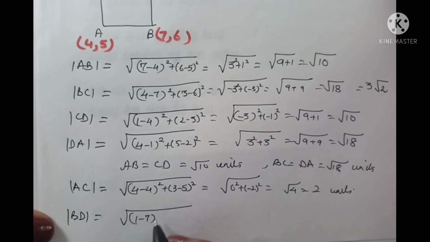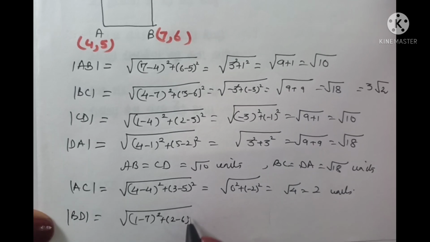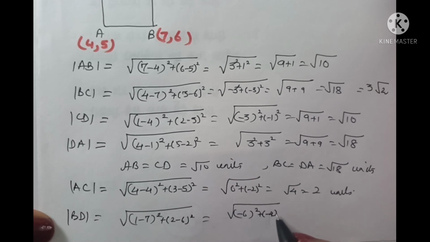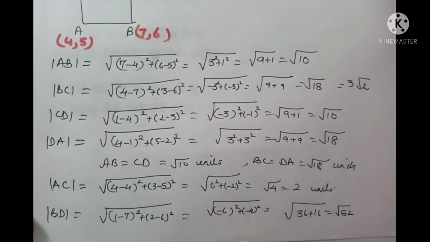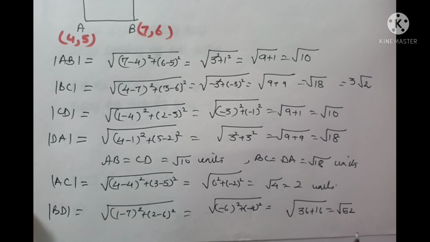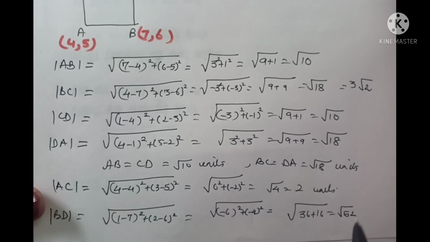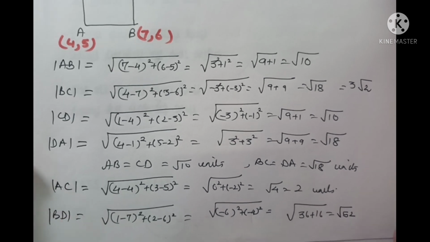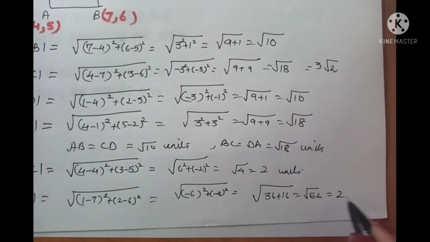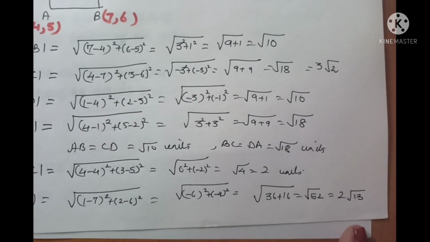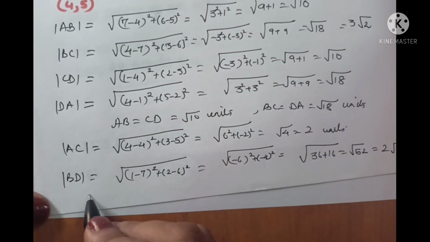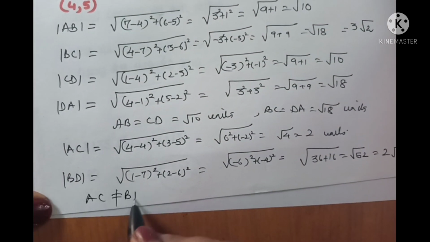I get 1 minus 7 square plus 2 minus 6 square, which gives me minus 6 square plus minus 4 square, or I get that 36 plus 16, that is root of 52. Again you may solve it or you may not solve it. We have done it is 2 root 13. But we can see that diagonals are not equal. Right? You may solve it further to check whether actually they are equal or not. So it is 2 root 13. So we can say that AC is not equal to BD.